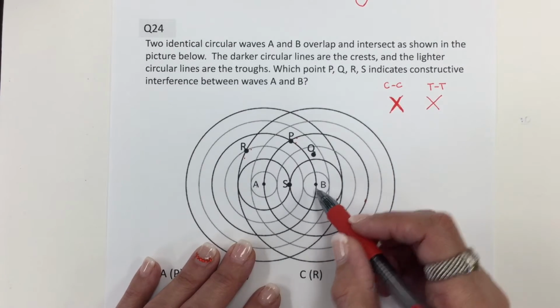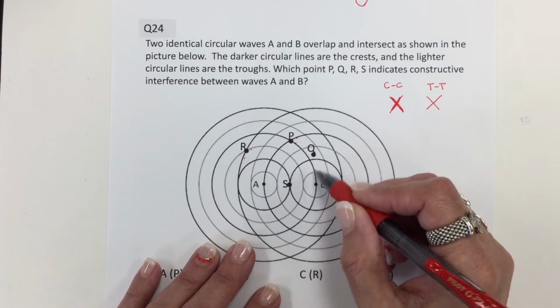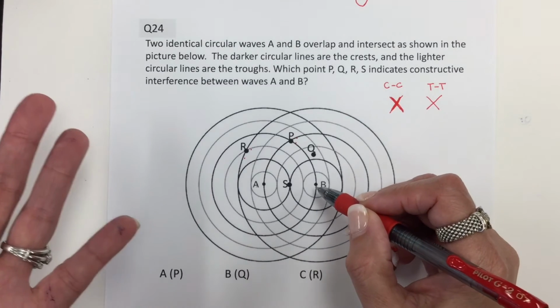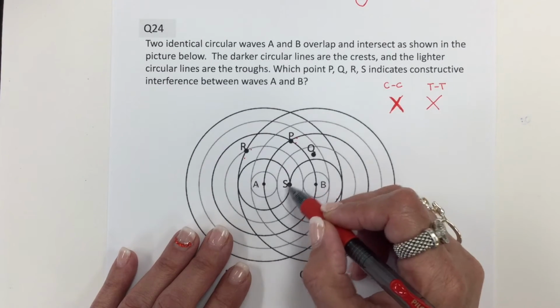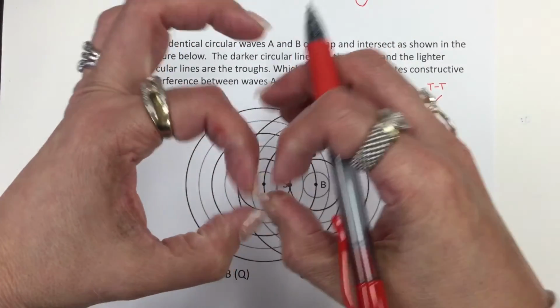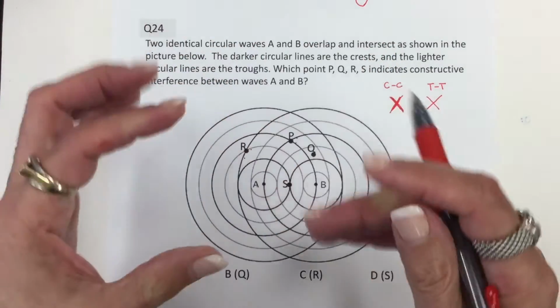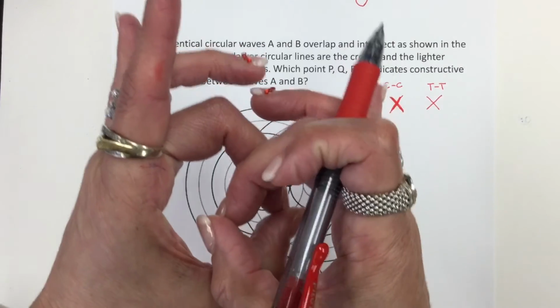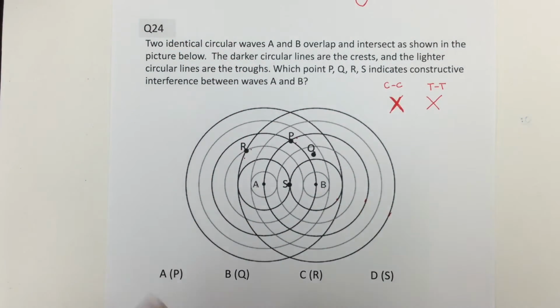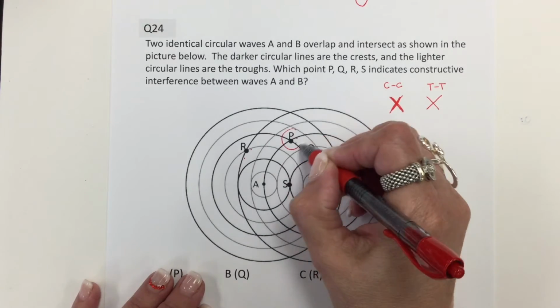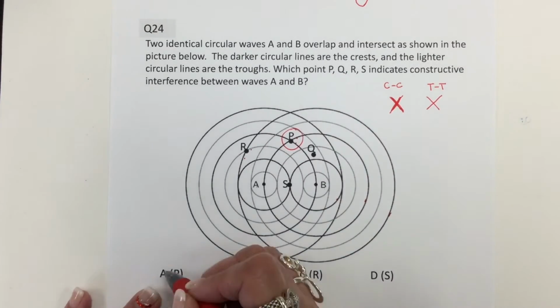R here is just on the crest. It's not the intersection there. And S, there is no intersection. They are just kind of side by side. They are not overlapping. So there is an overlapping that needs to occur in order to have constructive interference. So the option is P, or A.